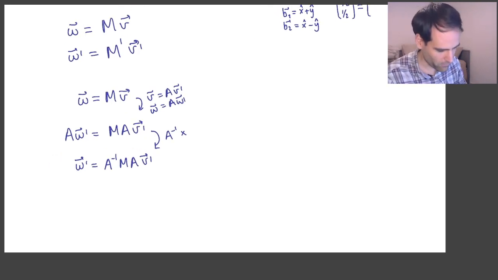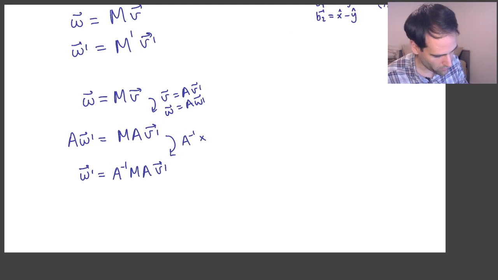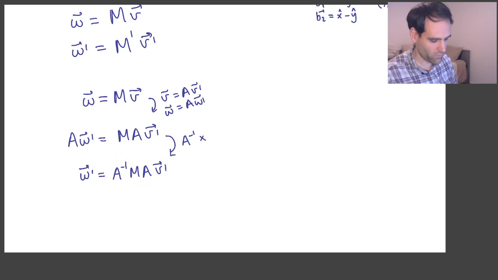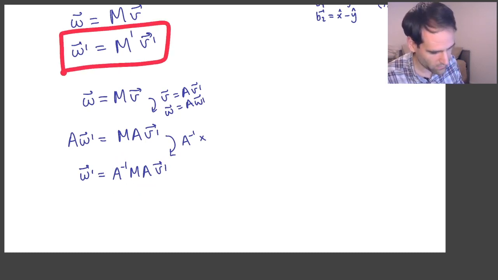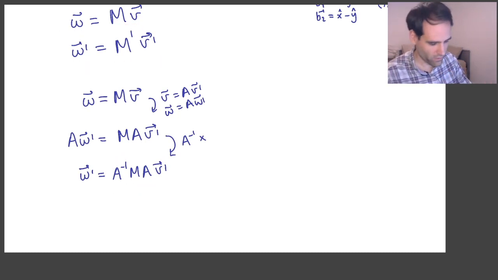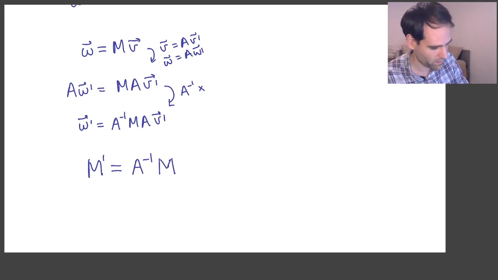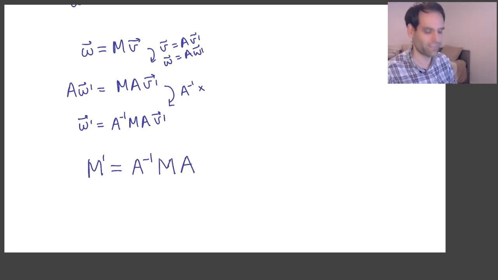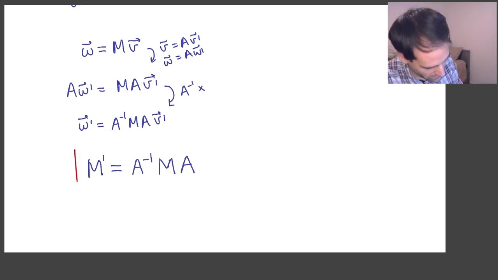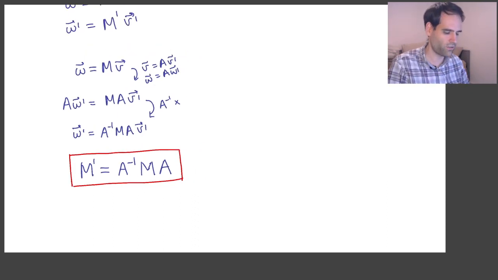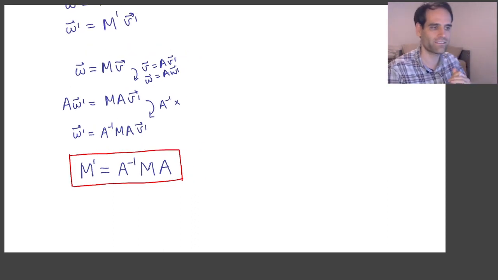So we see that W prime is equal to this product of three matrices multiplied by V prime, which is exactly what we wanted to obtain, matrix M prime. So matrix M prime must therefore be equal to the inverse of the change of basis matrix times the original matrix in the original basis times the change of basis matrix. Okay, and this is the recipe to calculate the matrix in a different basis, or to change the basis of a matrix.